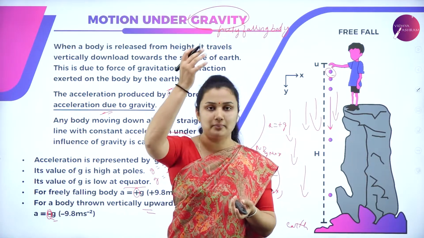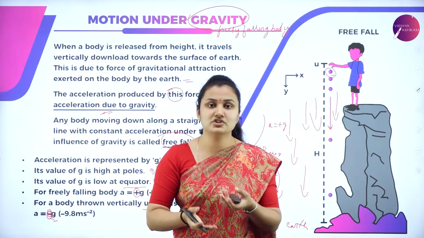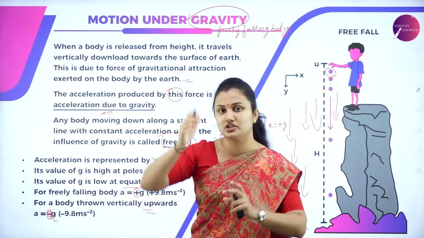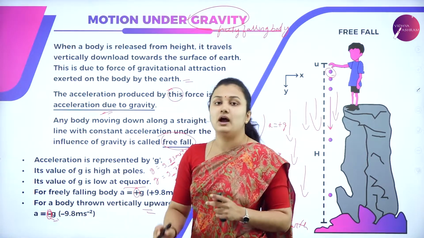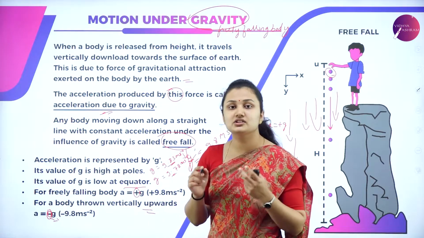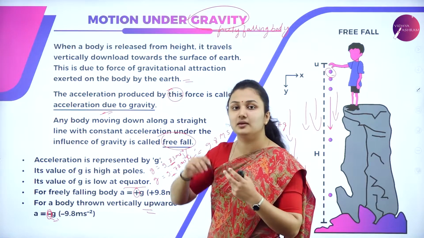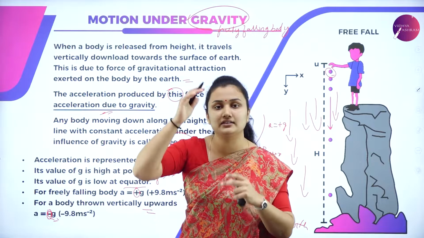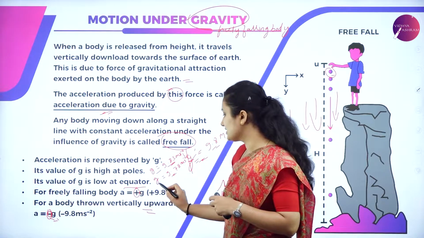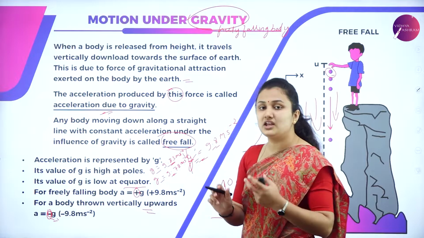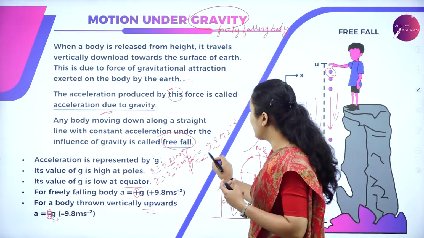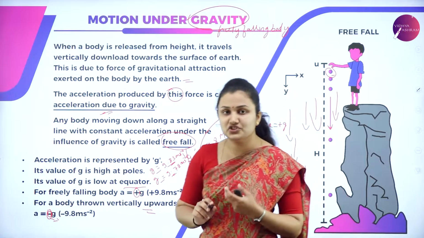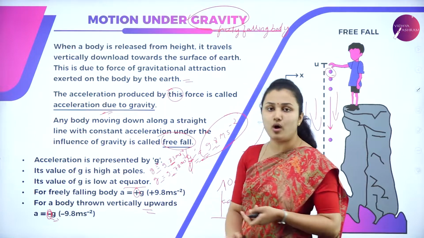If you throw the pen up, the motion is towards the upside, but the gravity is towards the downside. They are opposite in direction. That means a is negative. And on Earth, the acceleration due to gravity is maximum at the poles and minimum at the equator. That means it's low at the equator and high at the poles. When you take the average, the mean, you get the gravitational constant as 9.8 meters per second square. This is the value of g. Acceleration is represented by small g.